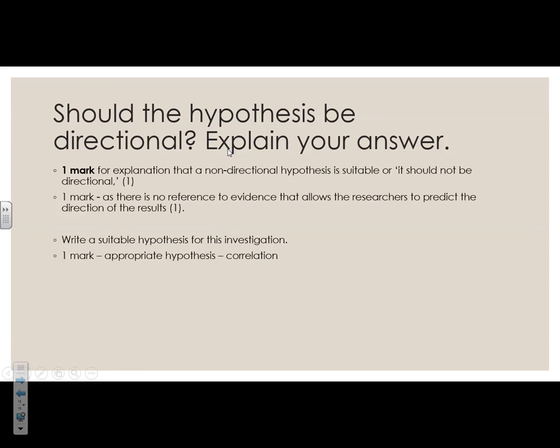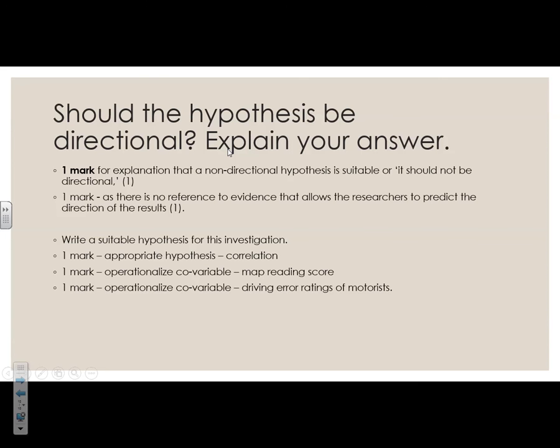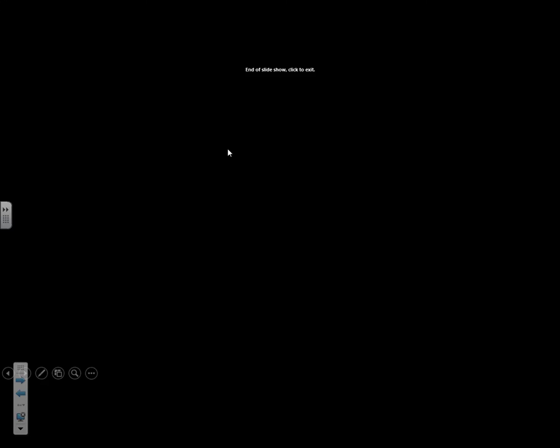Suitable hypothesis, 1 mark for a correlation again, so you do have to watch out for them. They do come regularly. Covariable map reading score, and then the other covariable driver error ratings of motorists. So are they both numerical? There's a relationship between the map reading score and the driver error ratings of motorists. Non-directional, correlational, both covariables mentioned. There we go. Give yourself a mark.